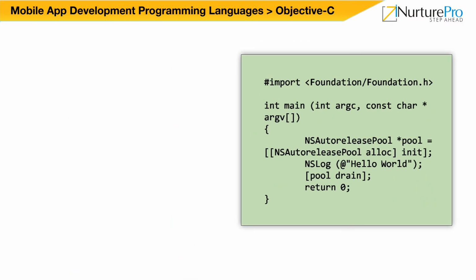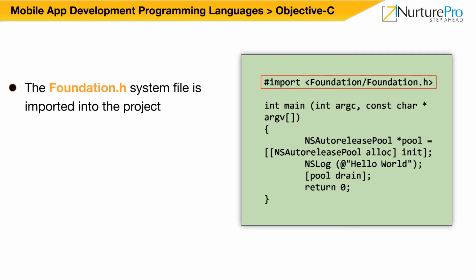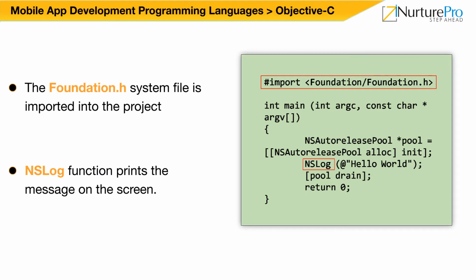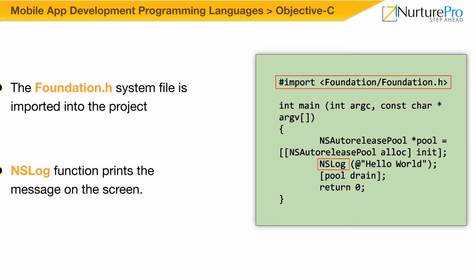This is a sample Objective-C code to display a simple alert message. The Foundation.h system file is imported into the project. This file contains functions such as NSAutoreleasePool and NSLog that are required for the application to function. The NSLog function prints the message on the screen.